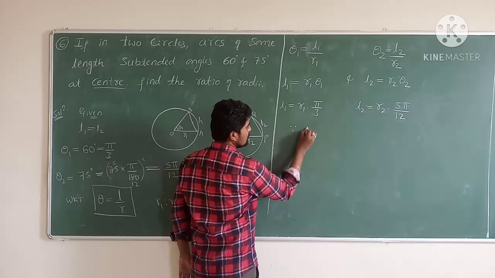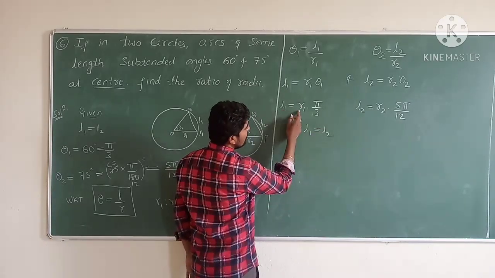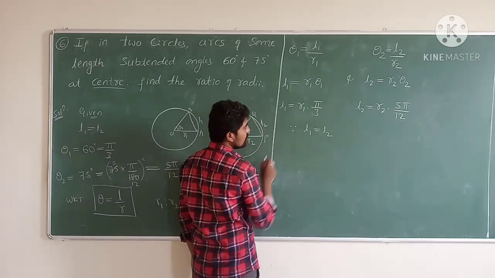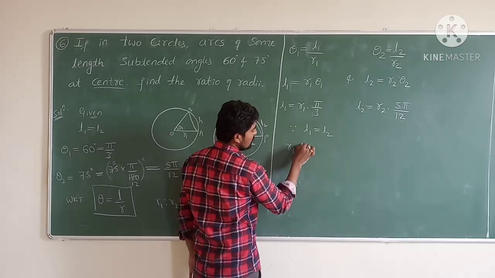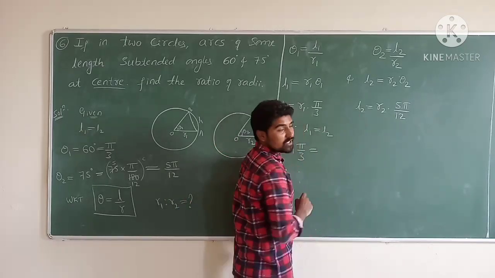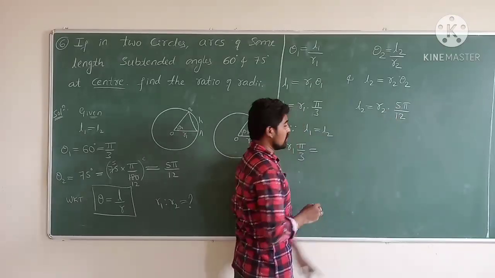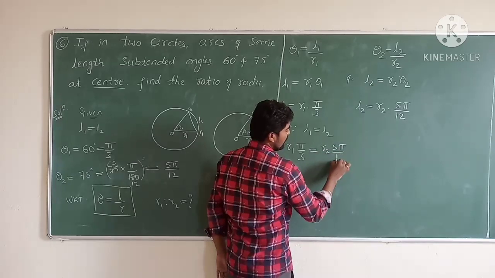Since the given condition is L1 equals L2, the value of L1 is R1 into pi by 3, which is equal to the value of L2, R2 into 5 pi divided by 12.